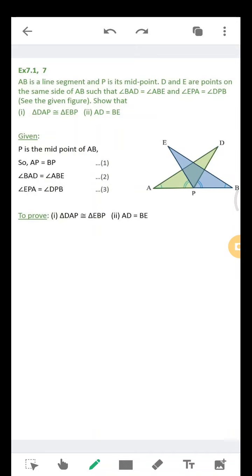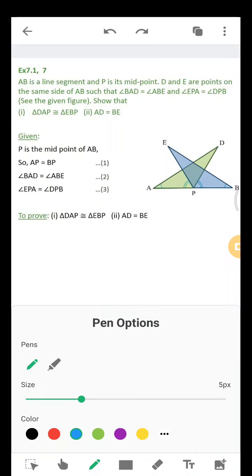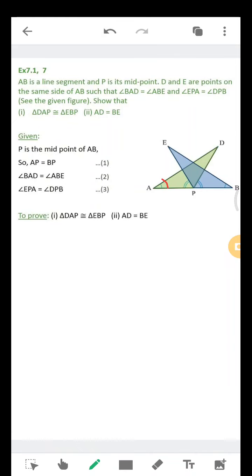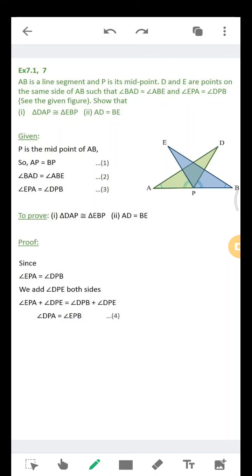So we have to prove triangle DAP is congruent to triangle EBP, that is the green colored triangle is congruent to the blue colored one. Okay, so for proving these two triangles are congruent, I already have this angle is equal to this angle. I know AP is equal to PB. If I get this complete angle, then I can easily prove it. So first we'll get that complete angle in this way. So I'll take EPA is equal to DPB from the given.